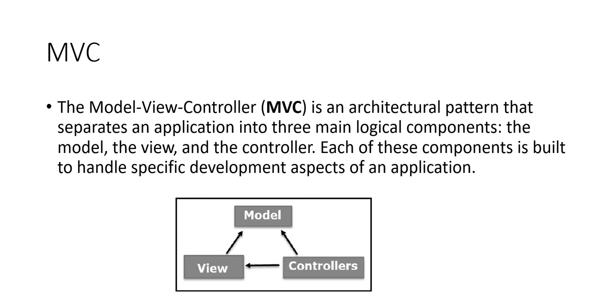MVC, the Model View Controller, is an architectural pattern that separates an application into three main logical components. Let me explain to you architectural pattern here. MVC is called a pattern because it sets some rules and regulations to do coding and also how the request will be transferred from one module to another module. It provides a base for making an architecture.